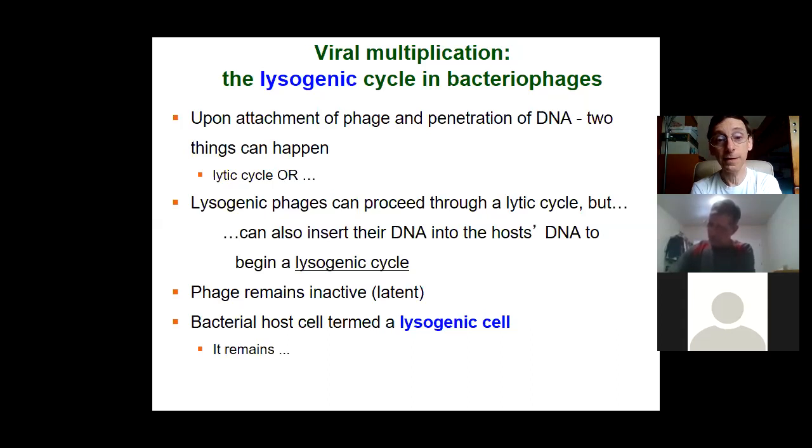If it enters the lytic life cycle, the life cycle we just talked about, the virus will start replicating. It'll destroy the host chromosome. It'll be transcribed and translated. New virions will be made, and they'll assemble, and the viral DNA will be replicated.